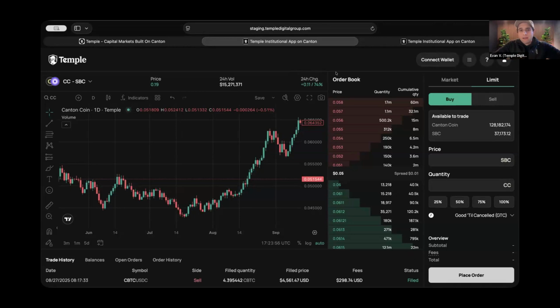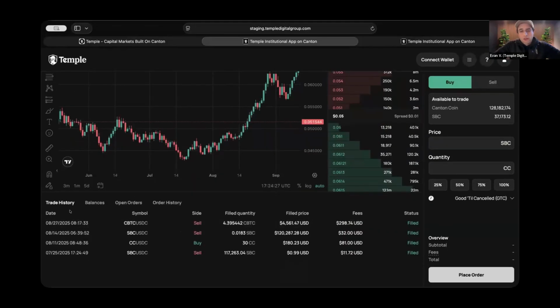On the feature side, we have all the basic functionality that you'd expect from a CLOB, such as time in force, good till canceled, good till date. We're going to be adding FOK, fill or kill, and additional time in force options in the coming weeks. But day one, we're going to be supporting market orders and limit orders with multiple pairs, including CBTC by BitSafe.